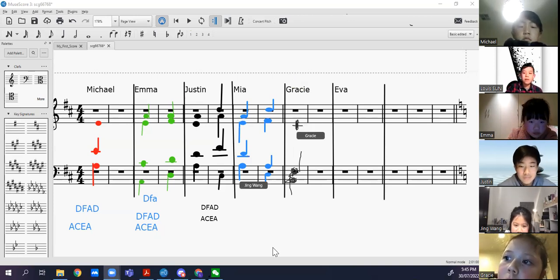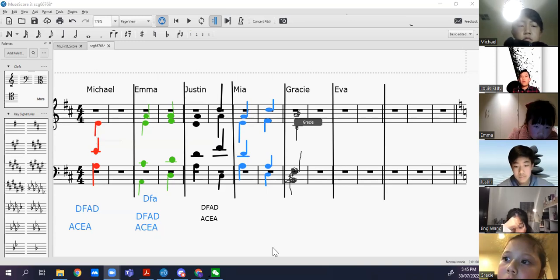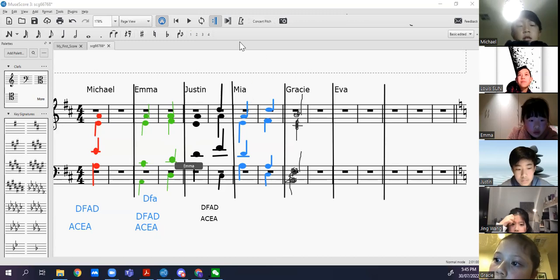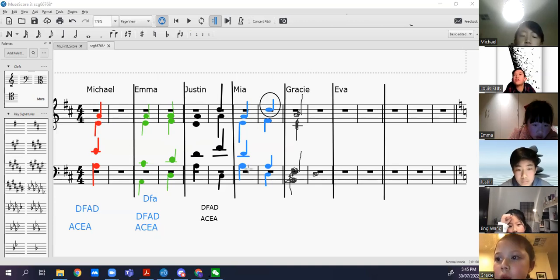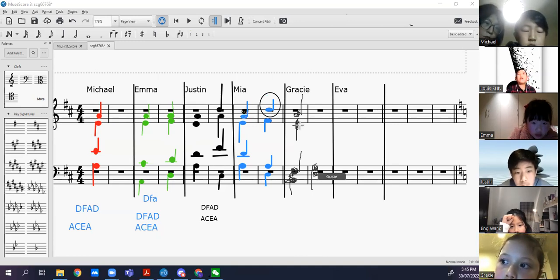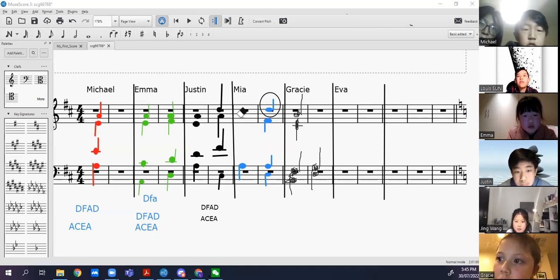I'm done. Can you check mine? Not quite. So let me give you a hint. This note here is the tonic. So you want to make sure that there's a leading note. The leading note is right here to step up to the tonic. So that's your clue. I just put the leading note there for you.